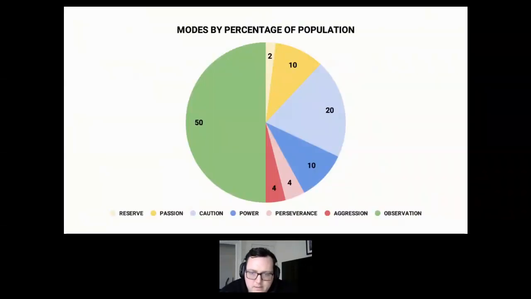So that's all the modes. This is the modes by percentage of the population. And like I was saying, observation mode is the most common one because you can slide to any of the other modes with that mode being your default. The next biggest one is caution, like I mentioned, at 20%. After that, it's passion and power at 10% each. Then there's perseverance and aggression at 4% each. And the least common one is reserve, which is 2%.